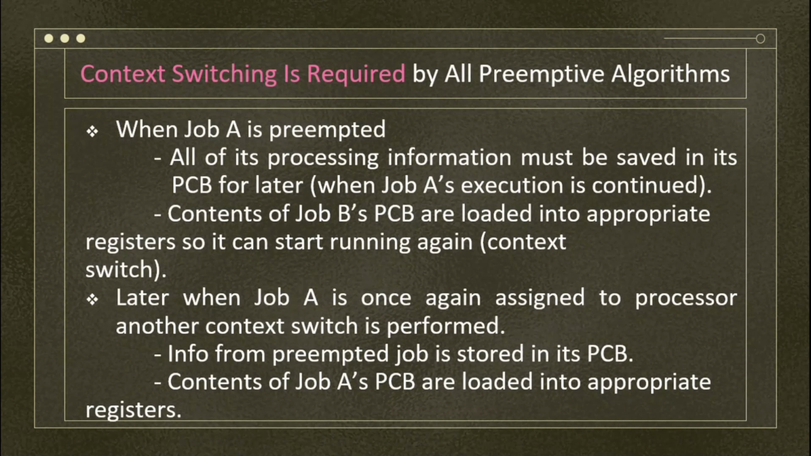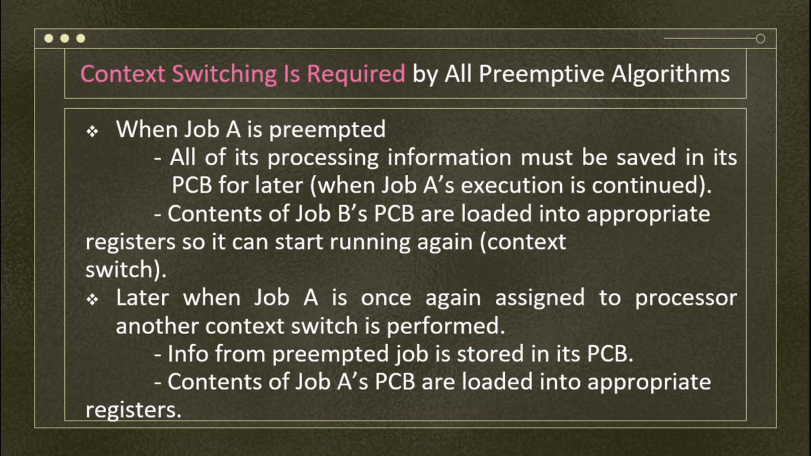So, hello everyone. Here we are at context switching is required by all preemptive algorithms. When job A is preempted, all of its processing information must be saved in its PCB for later, or when job A's execution is continued. Context of job B's PCB are loaded into appropriate registers so it can start running again, or in this case, context switch.